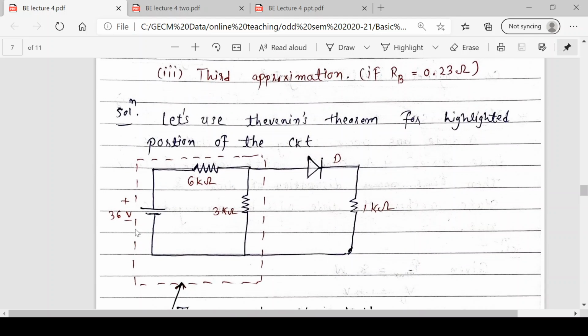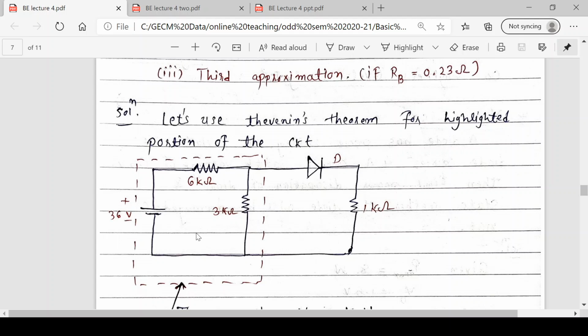Suppose I have highlighted the portion and I want to apply Thevenin's theorem on this particular circuit. So forget about this. They are not included in Thevenin. We are just using this circuit. So you can say this is the source of energy and the end terminal is called the load. So after simplification, as I told, what will you get at the end? One battery VTH in series with one resistance RTH.